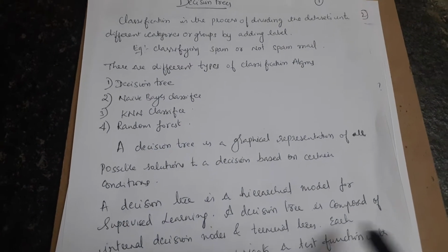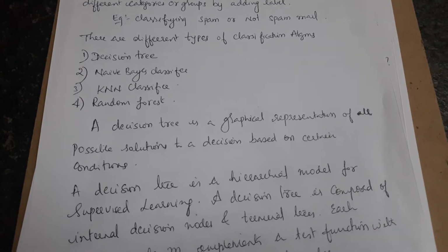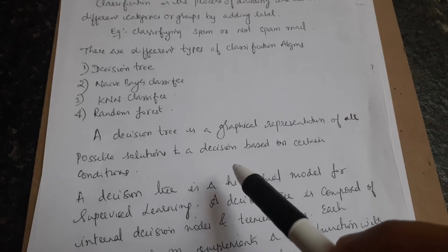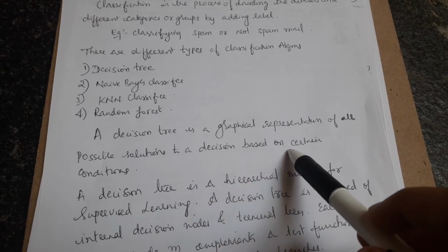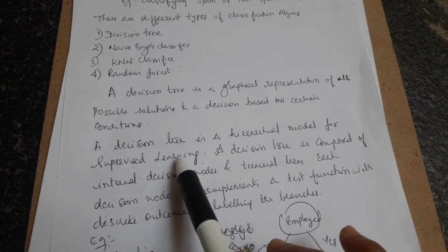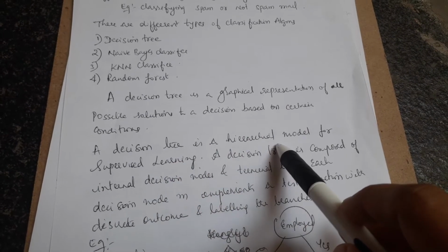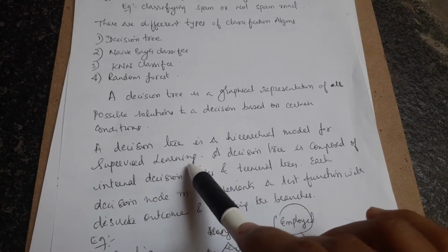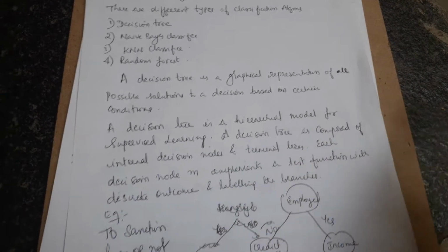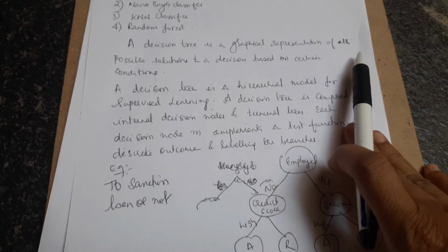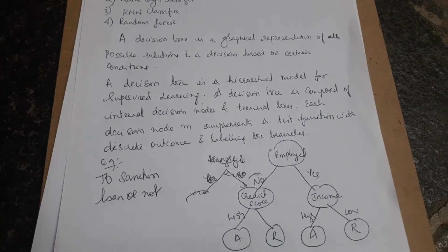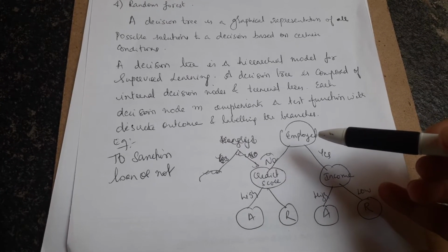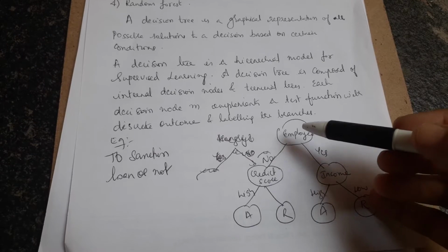A decision tree is one type of classification algorithm. It is actually represented graphically with all possible solutions based upon the decisions and conditions. A decision tree is actually a hierarchical model. It is represented in the form of a hierarchy, which is supervised learning, meaning it has labels. A decision tree is composed of different decision nodes and terminal nodes. A decision is made in each node, and based upon the outcome, it branches.